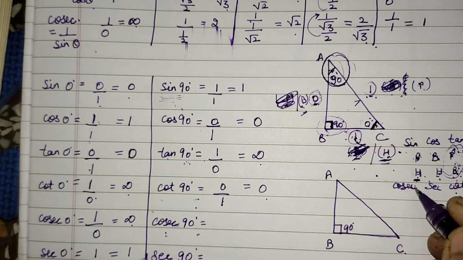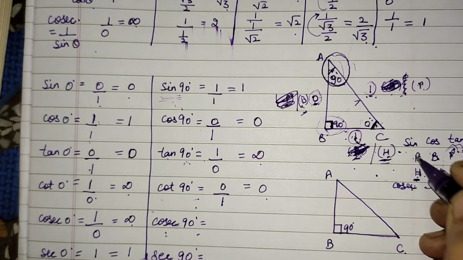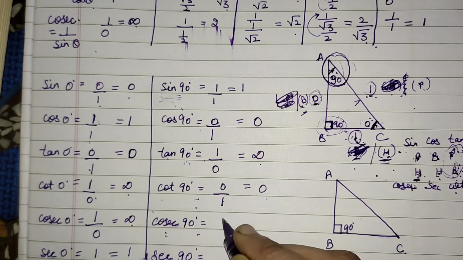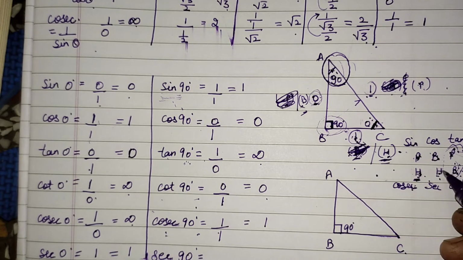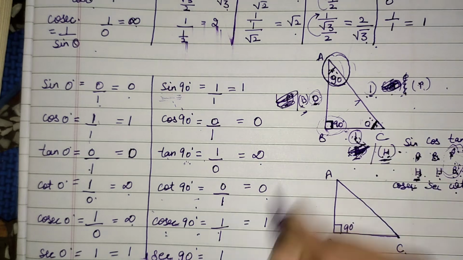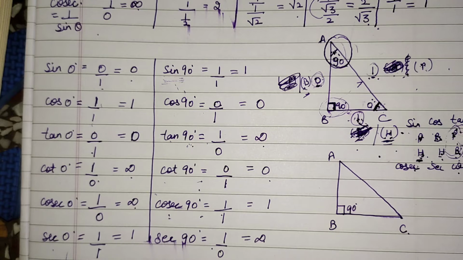Cosec 90. Cosec is hypotenuse by perpendicular. Hypotenuse is 1 divided by perpendicular is also 1. So 1 by 1 will give me 1. Secant is hypotenuse by base. So hypotenuse is my 1 and base is my 0. So 1 by 0 will give me equal to infinity.